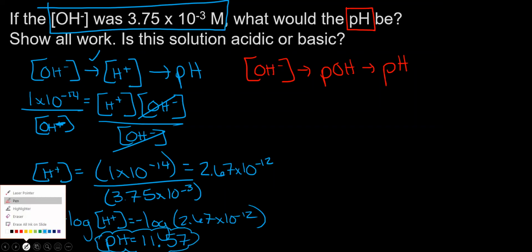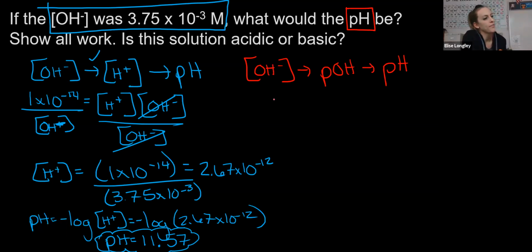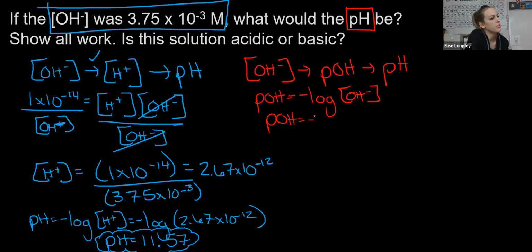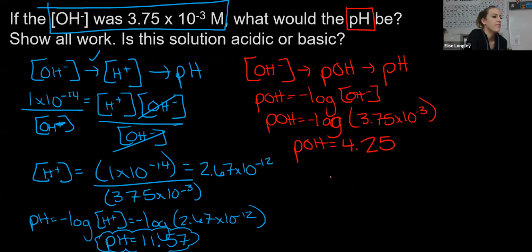All right, method two. If I go from hydroxide ion to pH, that is where I would use the same idea of pOH is equal to the negative log of the hydroxide ion concentration. So I would get pOH is equal to the negative log of 3.75 times 10 to the negative 3, which would then give me a pOH of 4.25. So from there, I did the first step. The second step is to go to pH.